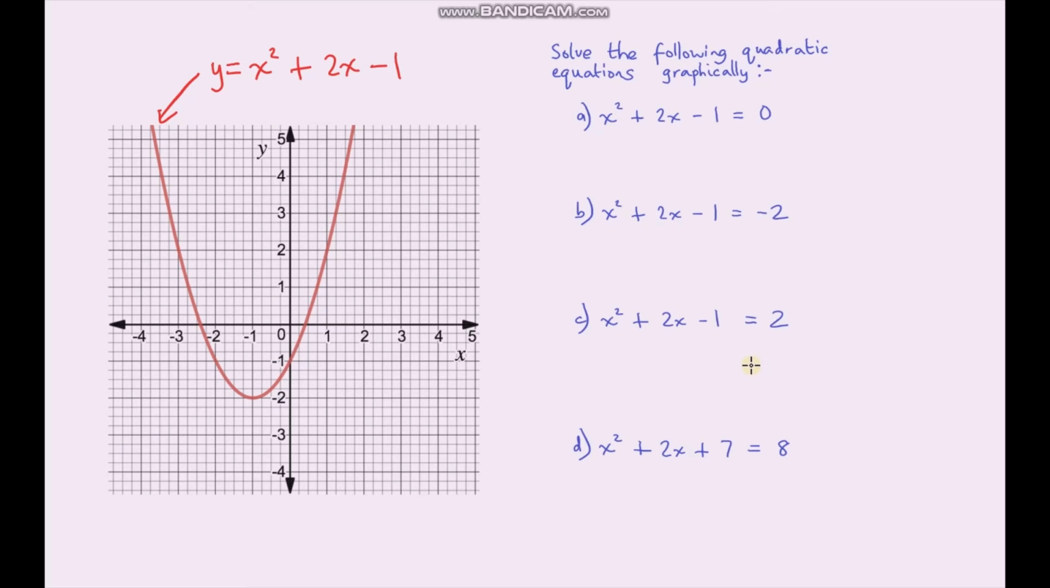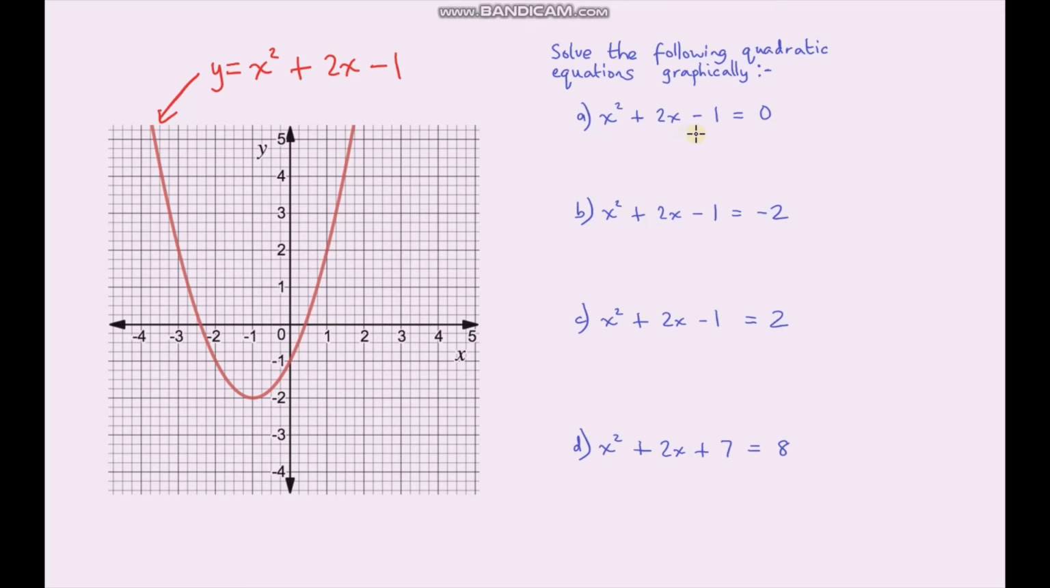So we're going to finish this video by using what we know about quadratic equations and their corresponding graphs to solve each of these quadratic equations. And notice how they're all very similar, they just slightly vary in one aspect. So this is the graph of the equation y equals x squared plus 2x minus 1. First of all, we want to solve the equation x squared plus 2x minus 1 equals 0.